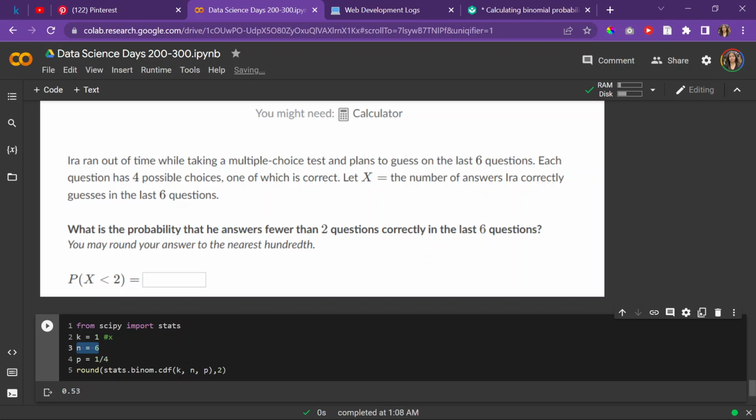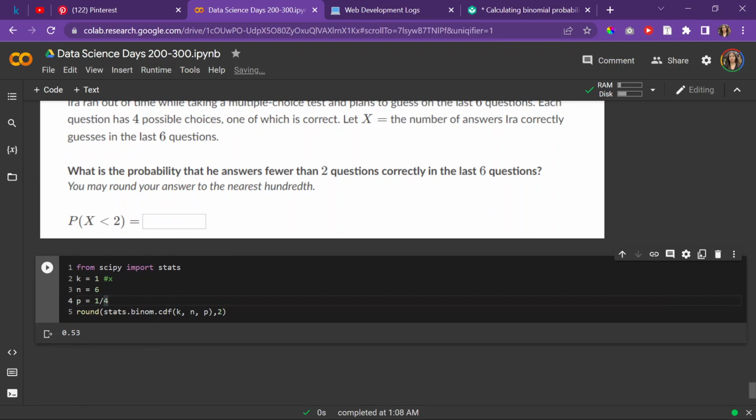N is the number of trials. In this case, it's the number of questions that we have, which is 6. And then P is the probability of a success, or in this case, the probability of getting an answer correct, which is 1/4. We get that from here where it says each question has 4 possible choices, 1 of which is correct. So 1/4, which is 0.25. We could also put 0.25 instead of 1/4.